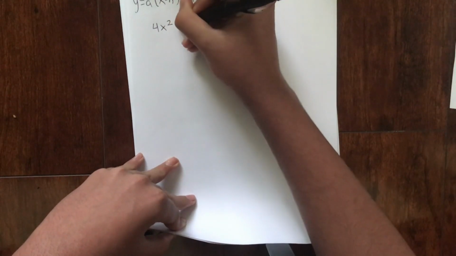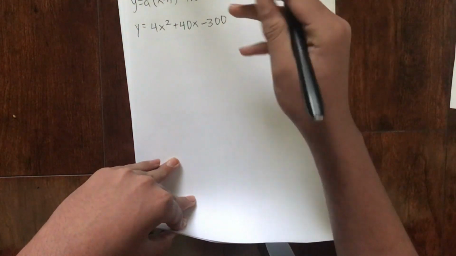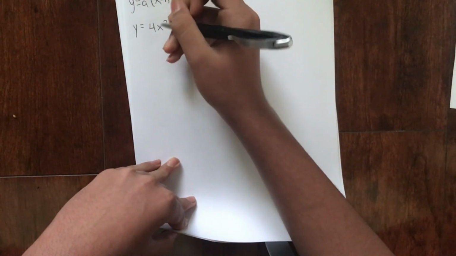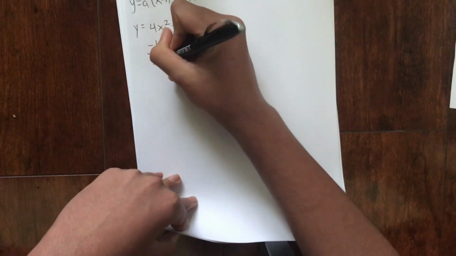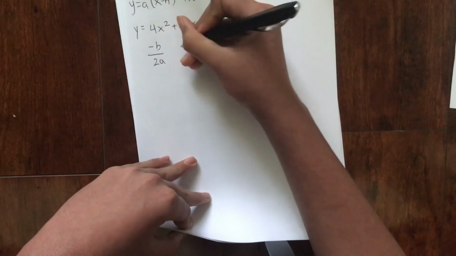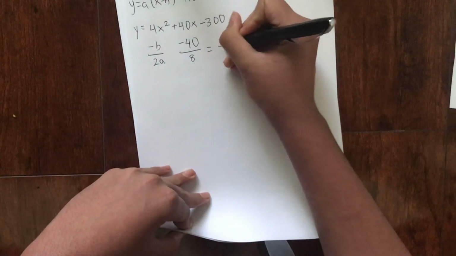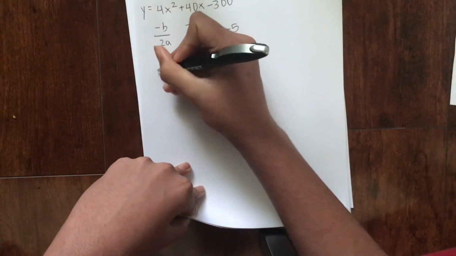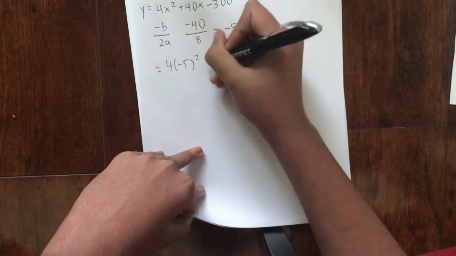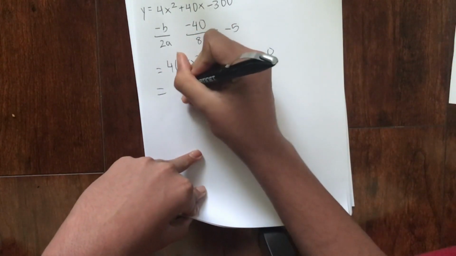Now we have to find the vertex using our old function, 4x squared plus 40x minus 300, and we can set this to y. To find the x coordinate of the vertex, or our h value, we need to use this equation, negative b over 2a. Our b value is 40, so negative 40 over 2 times 4, which is 8, which is equal to negative 5. Now we have to substitute negative 5 into the equation: 4 times negative 5 squared plus 40 times negative 5 minus 300. This is equal to 4 times 25.